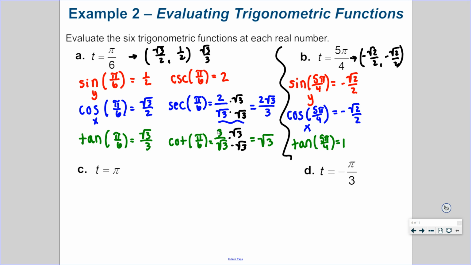Positive 1. All right. The reciprocal, friends. Cosecant 5 pi over 4. I'm just going to write it down here because I ran out of room. Reciprocal, and again, you might be able to do this in your head. Negative square root of 2. Yep. Good. Negative square root of 2 for that one.